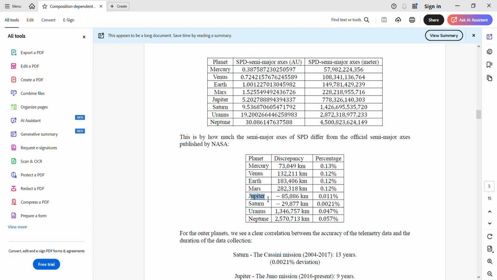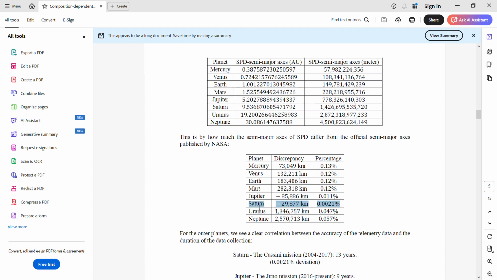You see the smallest discrepancies for Jupiter and Saturn. And basically that has two reasons. One of the reasons is because they were probed very extensively. Saturn was probed for over 15 years, and I think it's still being probed, by the Pioneer, I think the satellite is called Pioneer. Pioneer 1, Pioneer 2, not quite sure.